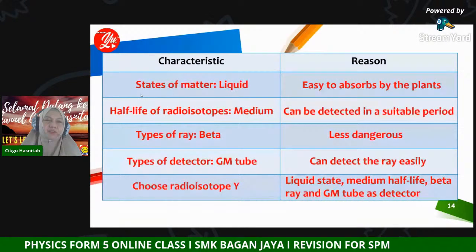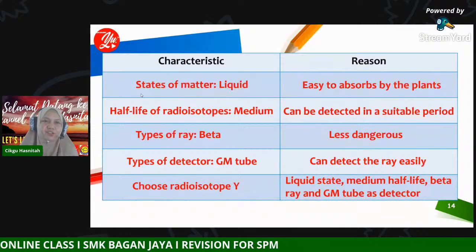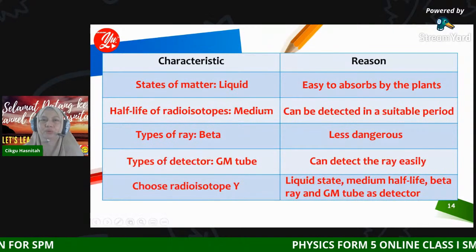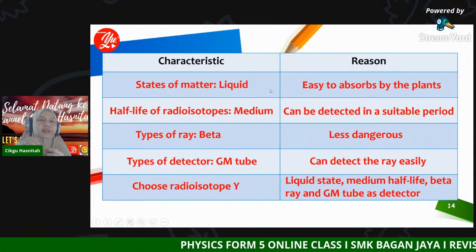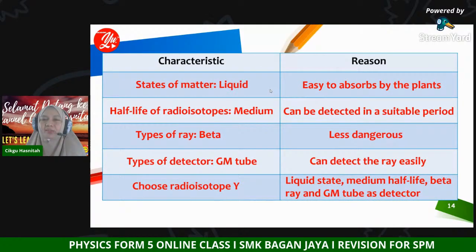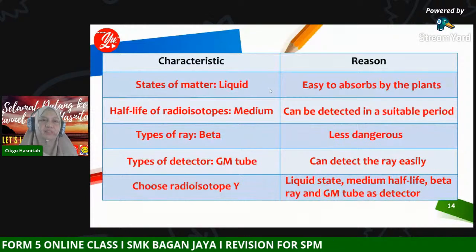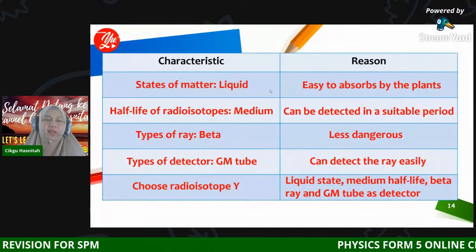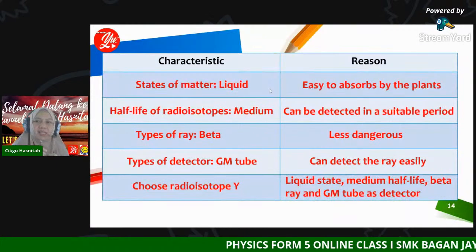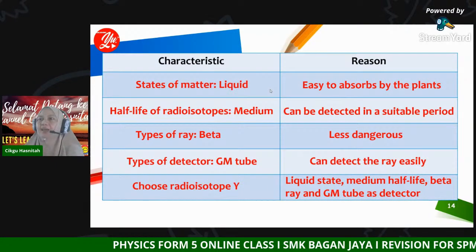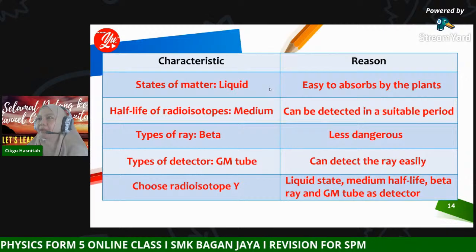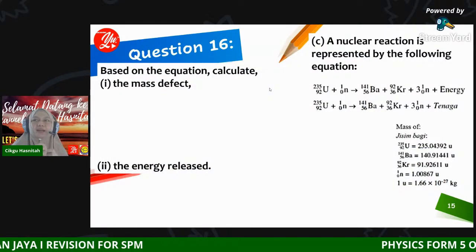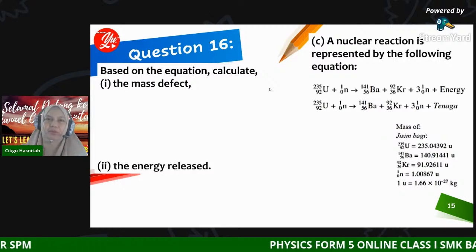So if you find this question in the future, let's say it comes out in the SPM, remember this is how we choose the characteristics of suitable radioisotopes to be used as a tracer to study the rate of absorption of fertilizer in plants. So do we have any remaining questions? Now let's take a look at the final question, question C.